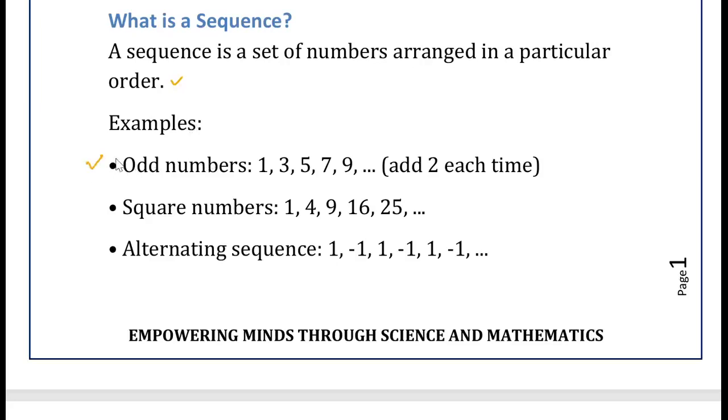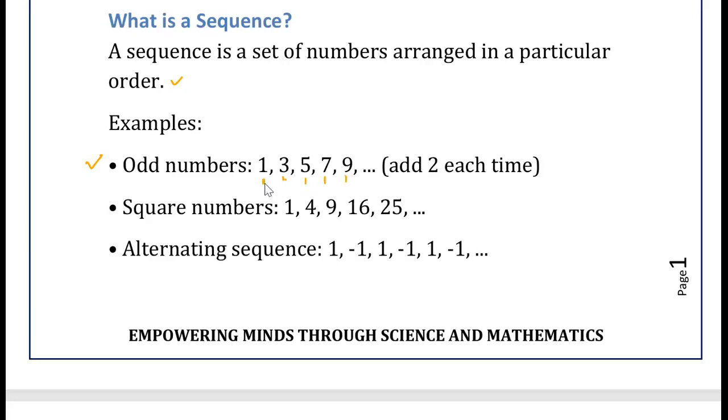The first example here is a sequence of odd numbers, and the sequence is 1, 3, 5, 7, and 9. What do you see about this sequence? This is a sequence of odd numbers. The first number is 1, which is an odd number. The second number is 3, which is an odd number. And the sequence continues. How do we get the following term of a sequence?